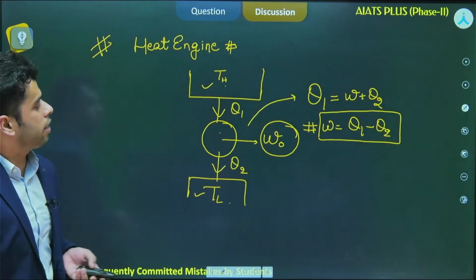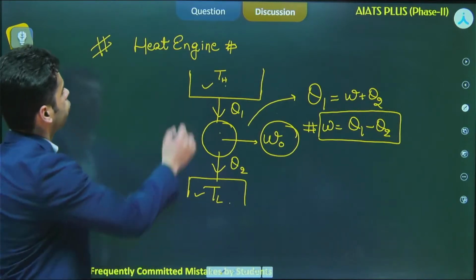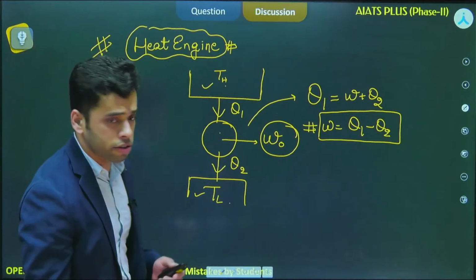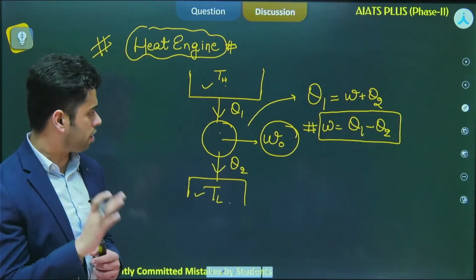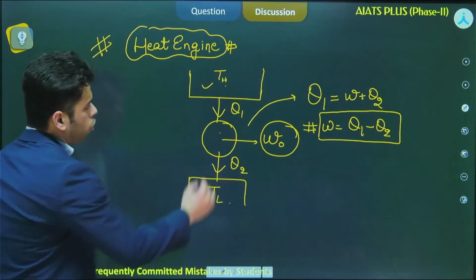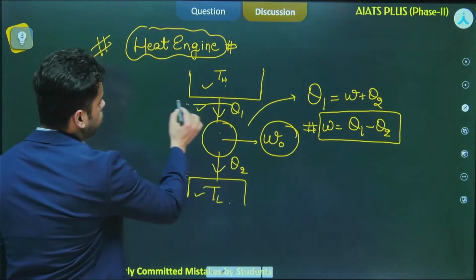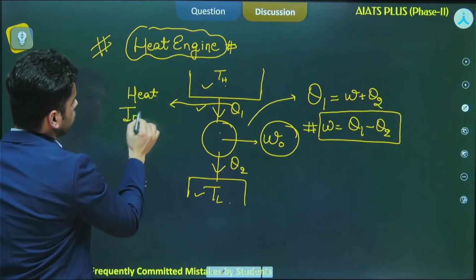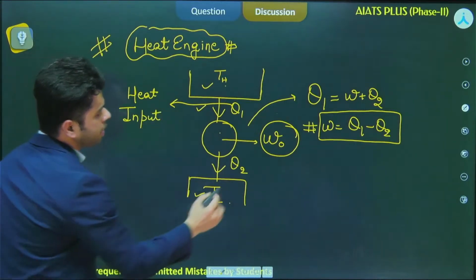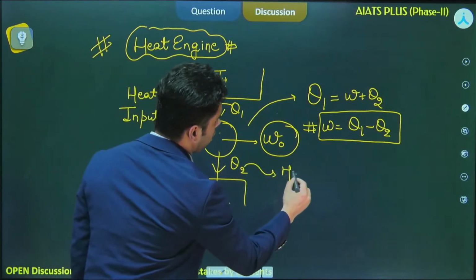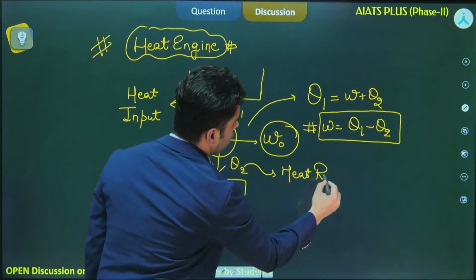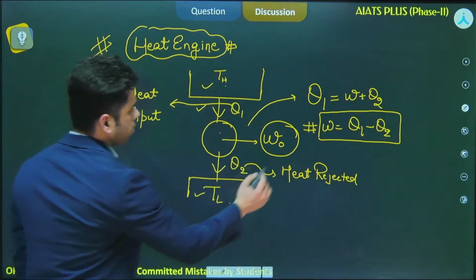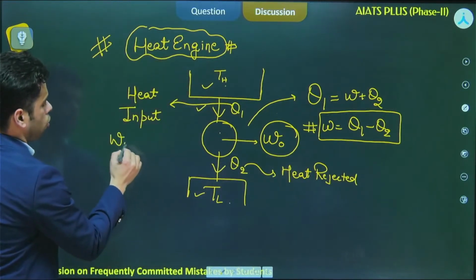Now, one confusion that students tend to have is, what is the difference between a heat engine and a refrigerator. I hope refrigerator is not in the syllabus, so let's avoid that part. So Q1 is the heat input. Let me write it for you over here. Q1 is the heat input. Q2 is the heat rejected. And W0 is your work output.